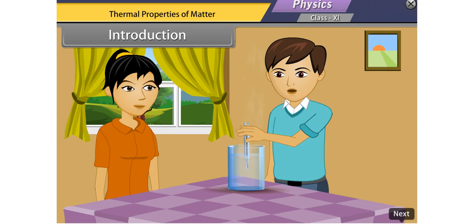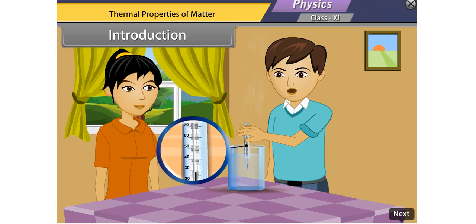When we put the thermometer into hot water, the heat from the water causes the expansion of the mercury. When the mercury stops at a point, that point indicates the temperature of the water. It is quite interesting and I want to know something more about it. Students, today we will learn more about the thermal properties of matter.